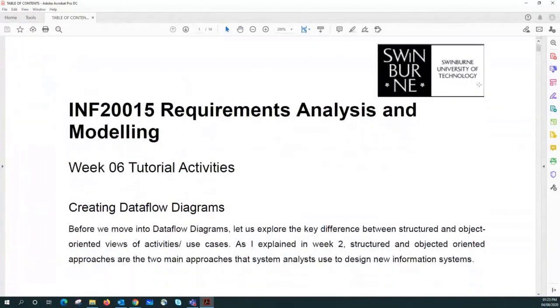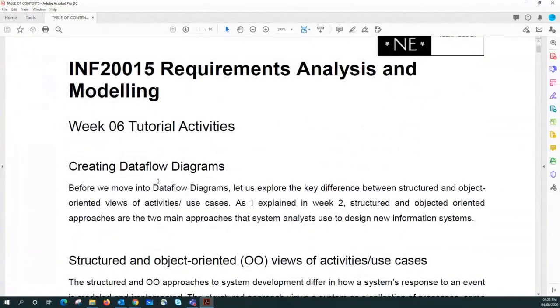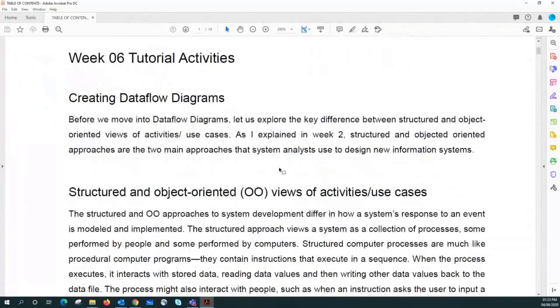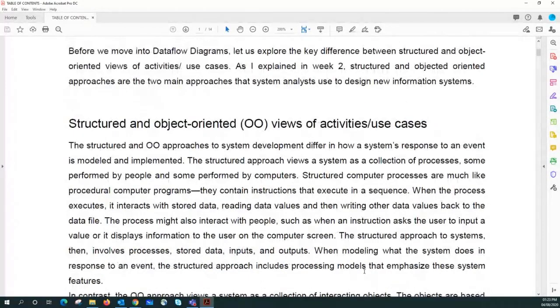So this week we are focusing on how to create data flow diagrams. Strongly urging you to please read the notes. These notes are very important.